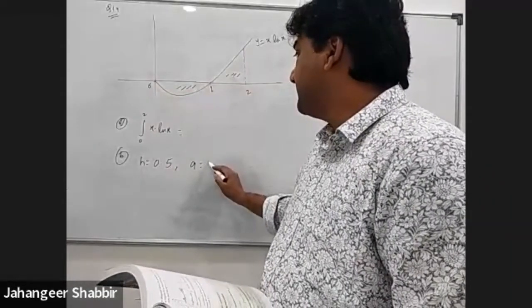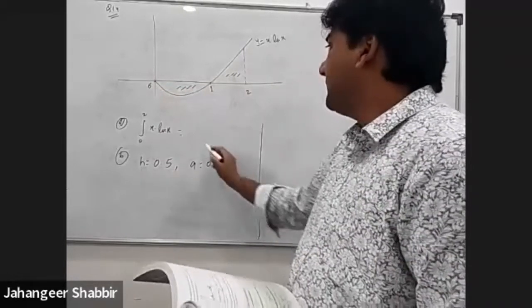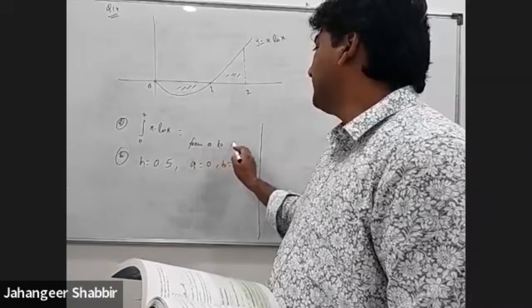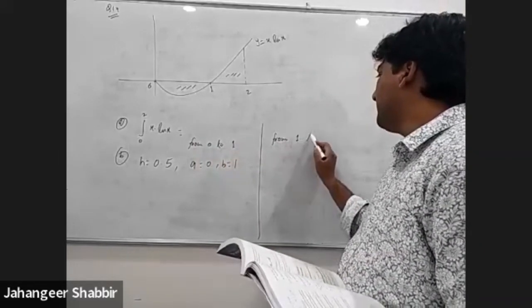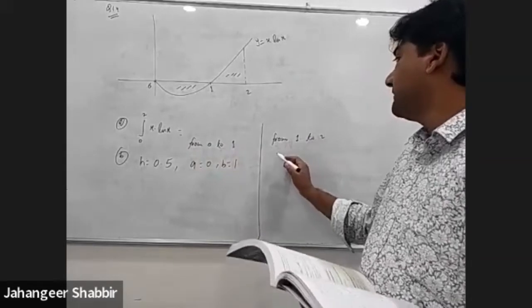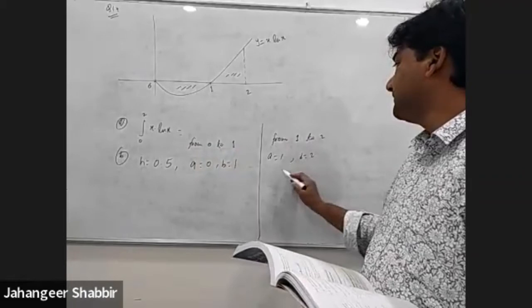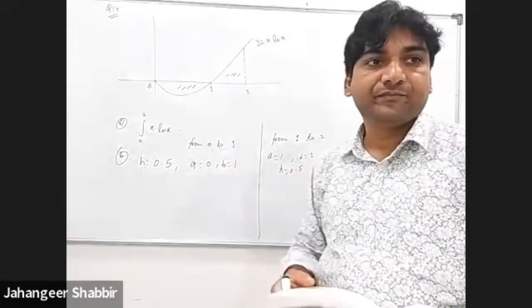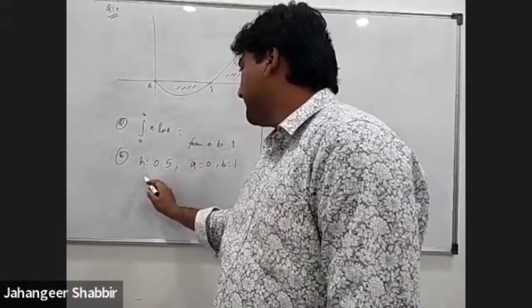So a is 0 and b is 1. This is for 0 to 1. And then here from 1 to 2, again a is 1, b is 2, and h is 0.5. Understood? Okay. So we have to find the value of n as well.